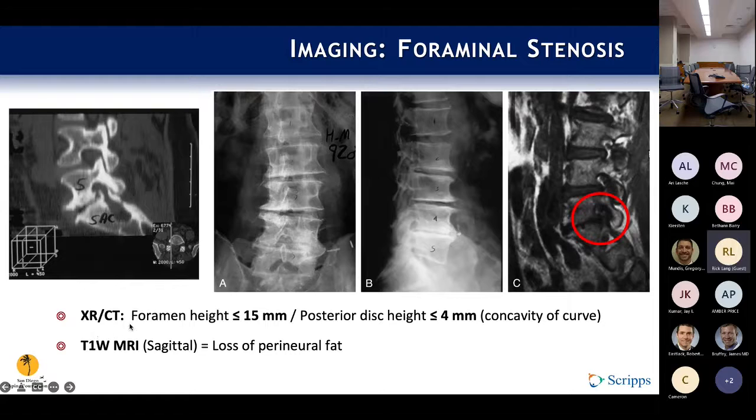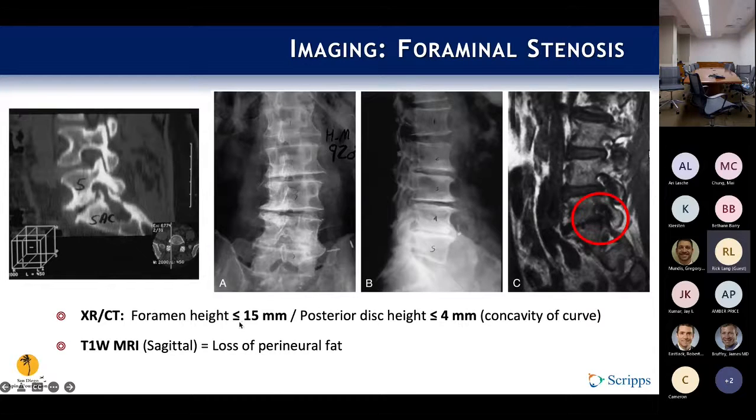On imaging, X-ray and CT scan, here's a large osteophyte and foraminal collapse. You're looking for a foraminal height greater than 15 millimeters. If it's less than 15 millimeters, you're thinking it's likely foraminal stenosis. Or if you see a posterior disc height of less than 4 millimeters, specifically in the concavity of any kind of degenerative curve. On the T1 MRI shown here, loss of perineural fat is another way to make sure you're looking at the neural foramen.